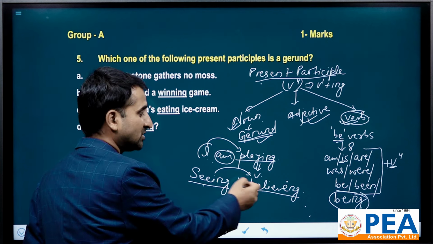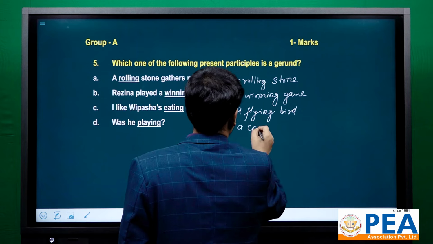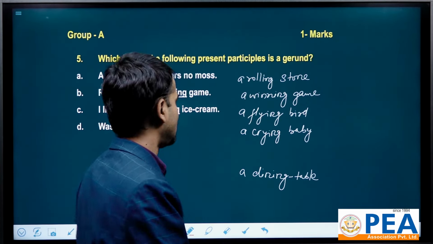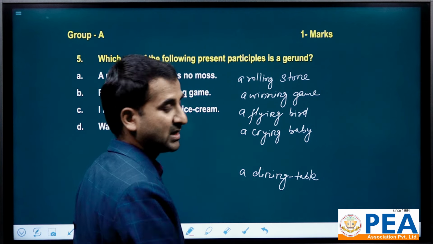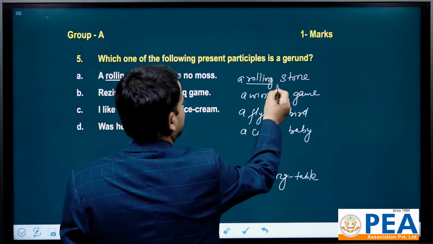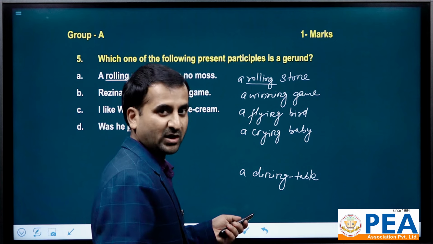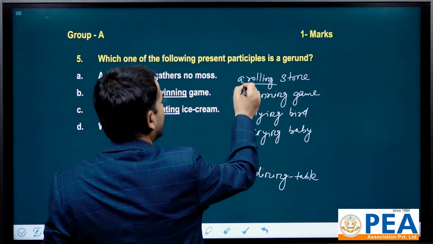Now we take some other examples. To be an adjective, I'm going to write some examples. See, I have taken certain examples. Now I have to tell you how a present participle works as an adjective. To be an adjective, the be verbs that I have written there should not come before it. So what has come before it? Oh, an article.